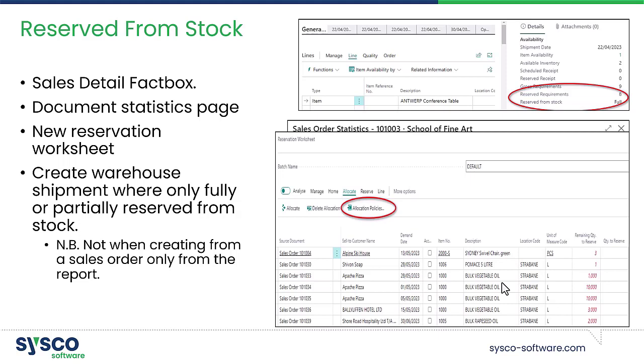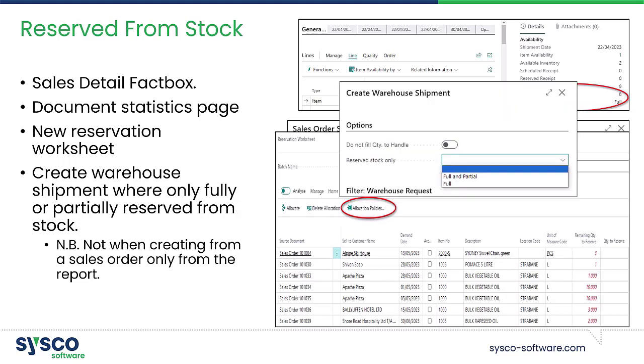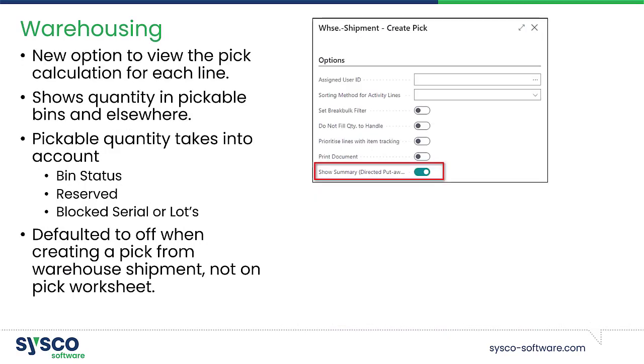Another thing to note is that when using the report to create your warehouse shipments, there is also a new option where you can select whether you want reserved stock only, if it's full and partial, or full. Now bear in mind that this won't work when you're creating from a sales order, only from that specific report.